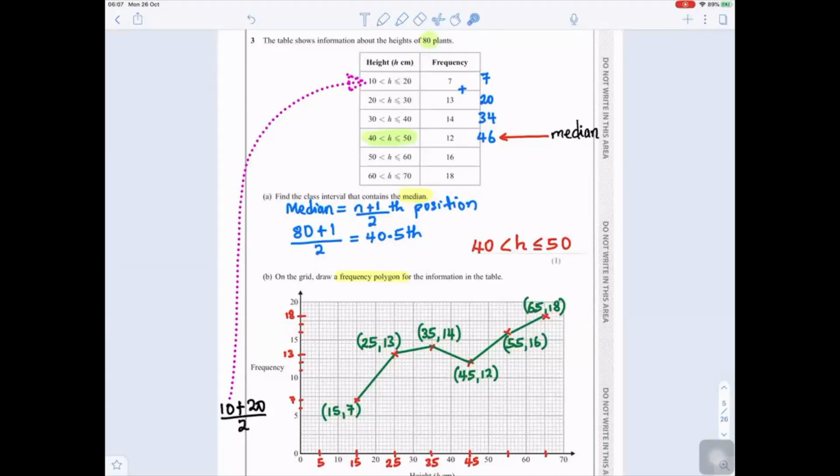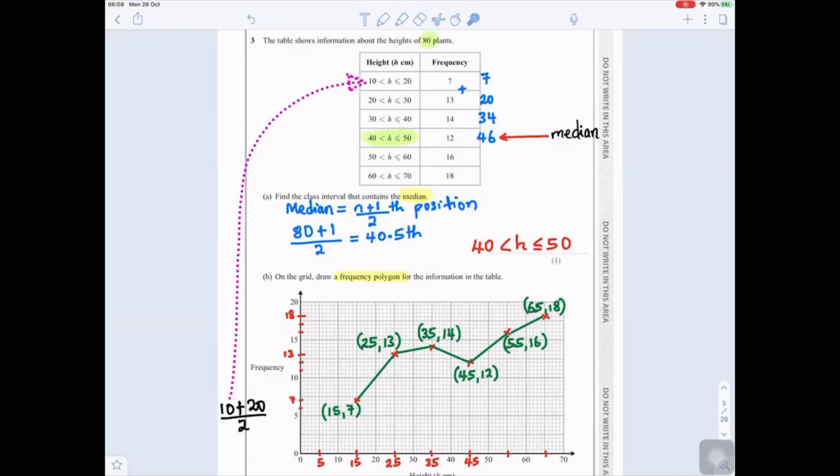Question number 3. The table shows information about the height of 80 plants. Height, frequency. So between 10 and 20, there's 7. 20 and 30, 13. 30 and 40, 14, and so on. Part A. Find the class interval that contains the median.